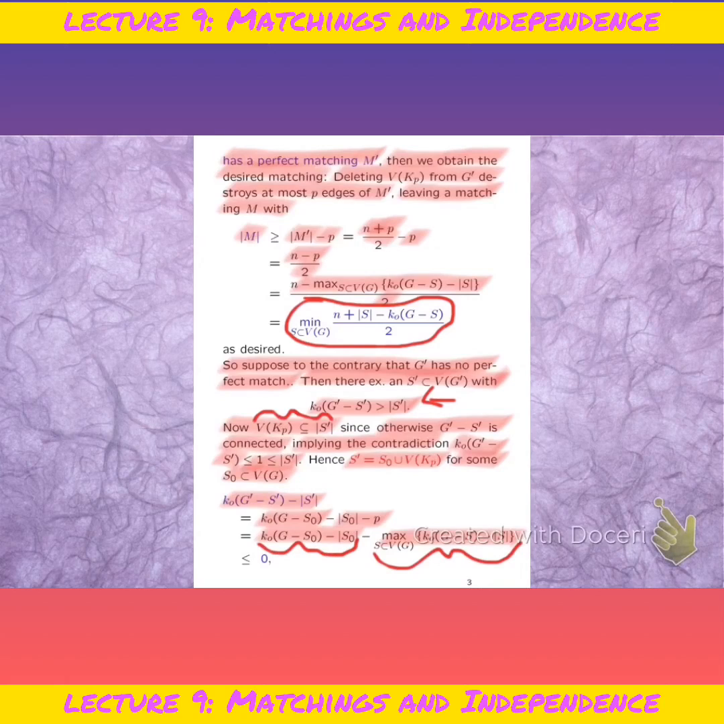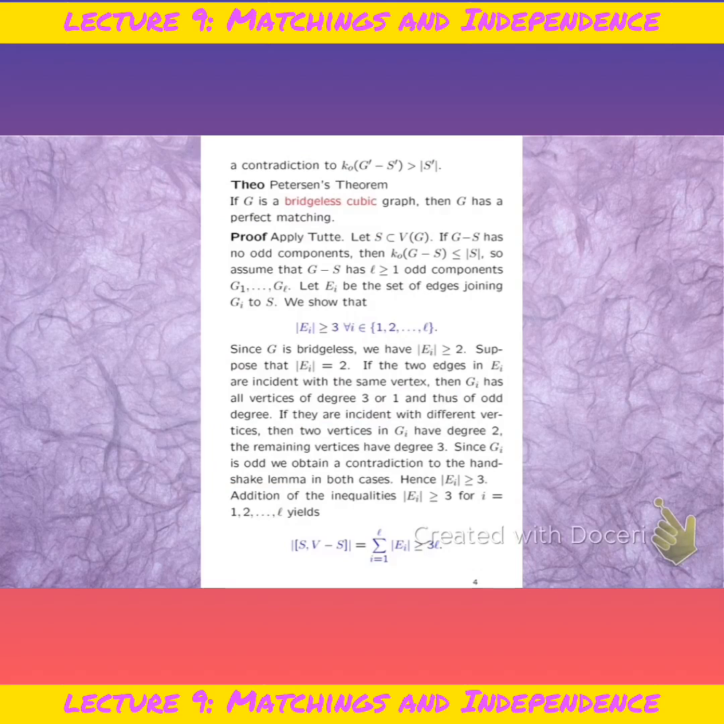Okay, because again, this quantity here, I'm looking at the S that's going to maximize it, and this is just the same quantity where I choose S to be S0. And here I'm choosing the maximum where I let S run through all of the V of G's. So this is at most 0. Right, and that's a contradiction because we said that the reverse is true: the odd components of G prime minus S prime is at least the cardinality of S prime.